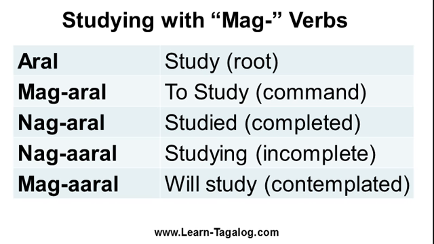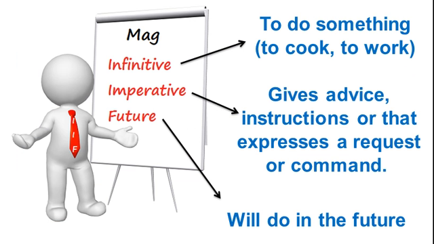Mag-aral, to study, or it could be a command or a suggestion. And then nag-aral, completed or past tense. We would say studied. And then nag-aaral, studying. That's the incompleted aspect. Studying. You're still doing it. Nag-aaral. Mag-aaral, will study. Great.